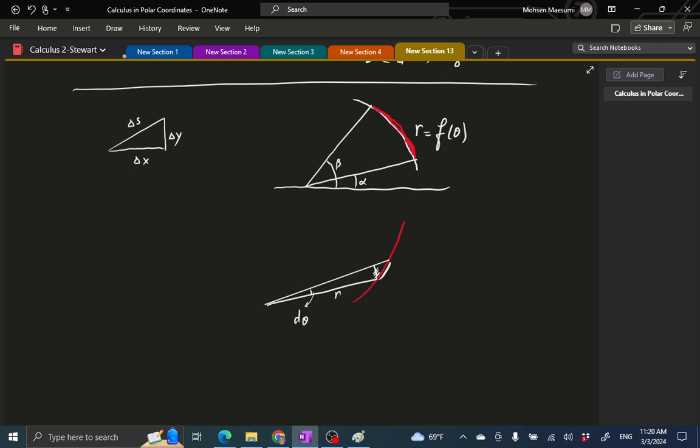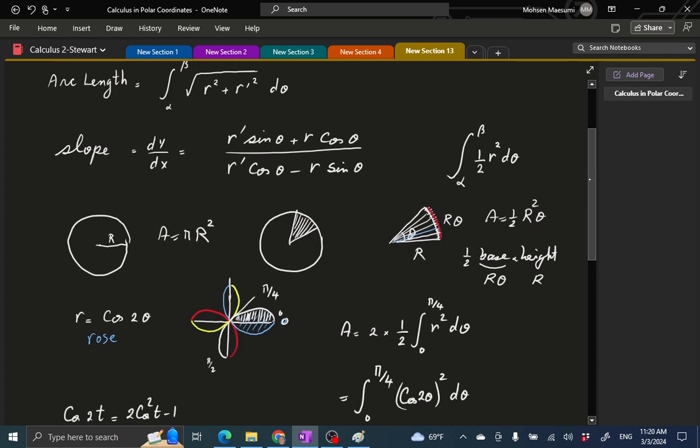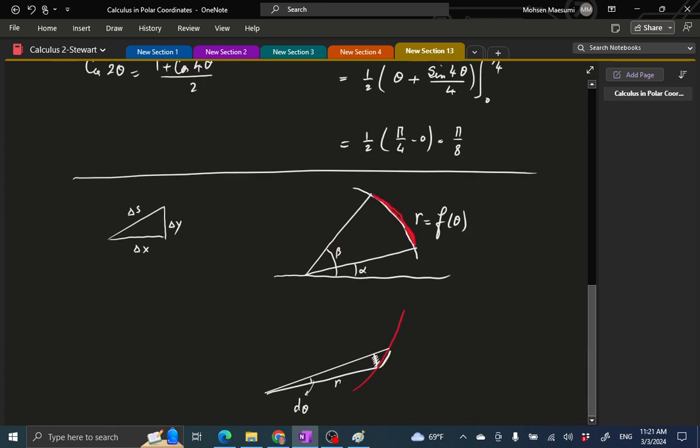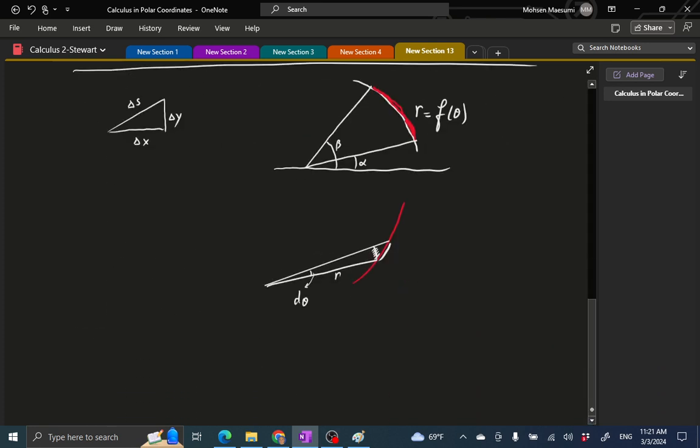Well, how long would this side be? You remember that we said the arc subtending the central angle is just the radius times the size of that angle. Therefore, in this context, this will be r d theta. This angle was d theta, radius is r, and I make a circle here, and that's r d theta.